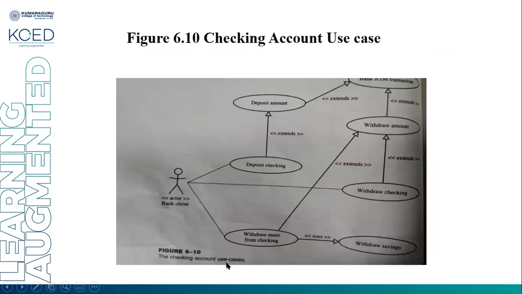The next one is the checking account use cases. The actor is a bank client. Deposit checking extends the deposit amount, and the deposit amount extends the bank ATM transaction. The withdraw amount use case also extends the bank ATM transaction. Withdraw checking extends the withdraw amount and is performed by the bank client. Withdraw more from checking extends the withdraw amount, and also uses withdraw saving.